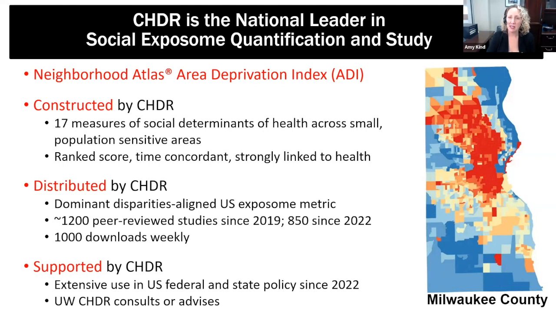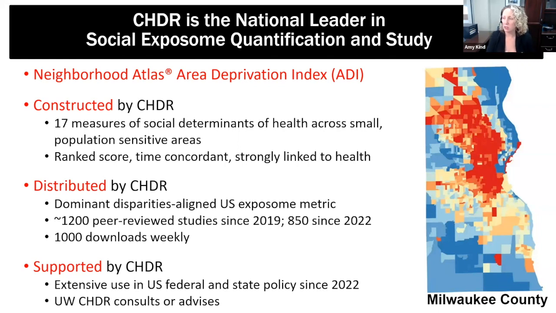The ADI is a very small level population sensitive metric that includes measures of housing quality, income, education, and employment, and allows us to characterize the exposome at a very precise geospatial level. These metrics are produced by our team. They are updated annually. They're provided in a rank-based score, either for each state in the United States or for the full US. They're time concordant, and they're extremely strongly linked to health.